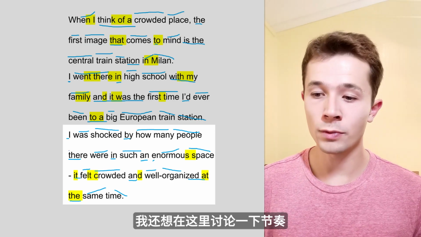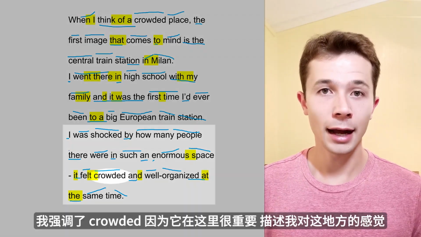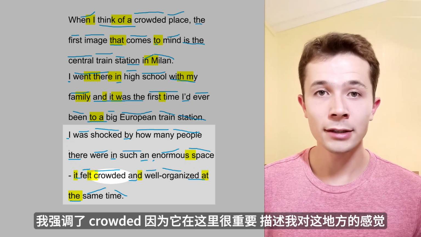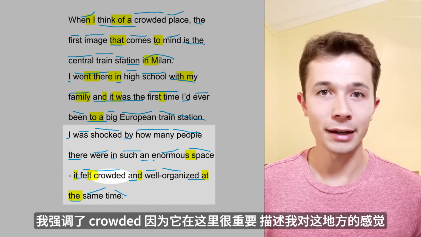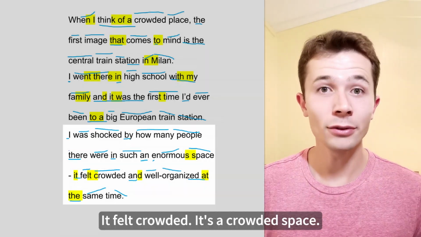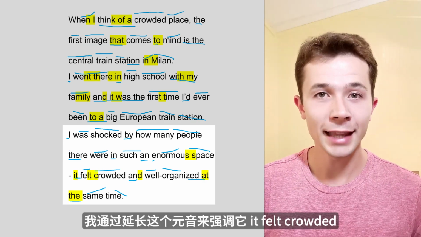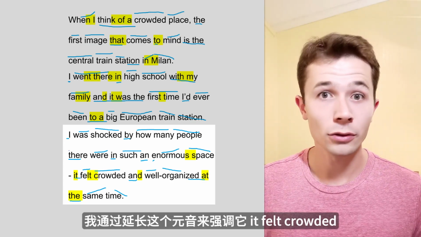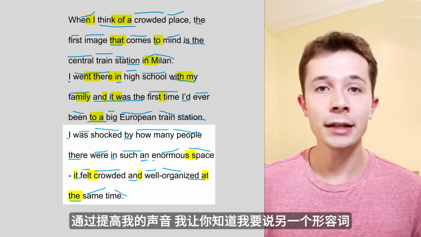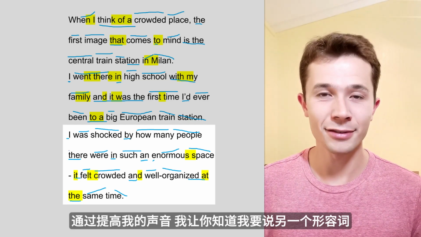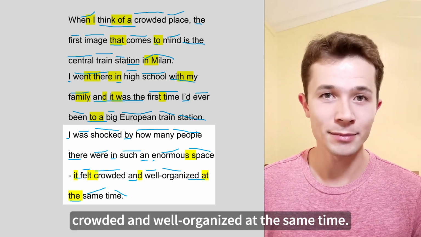I also want to talk about the rhythm a little bit here. Crowded and well organized. I'm stretching out crowded because it's the most important thing about how I feel about this space, right? It felt crowded. It's a crowded space. So I'm stressing it by lengthening that vowel. It felt crowded, and by rising my voice there, I'm letting you know I'm going to say another adjective. And well organized. Crowded and well organized at the same time.